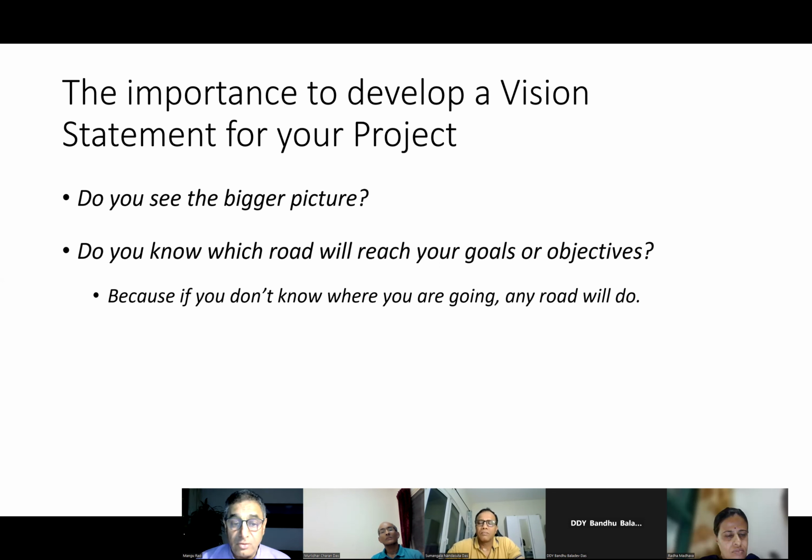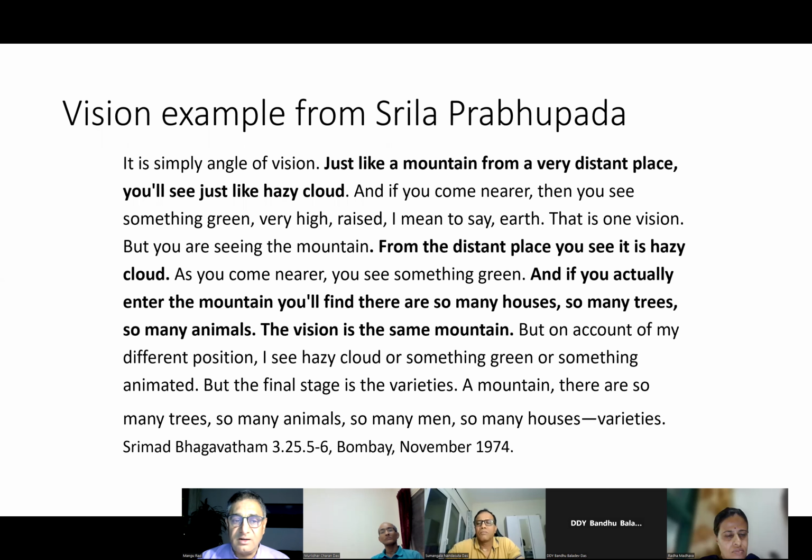And do you know which road will reach your goals and objectives? So this is what we are saying, right? What is the road that we need to take to reach those objectives? So I'll just make a quick pause here. Any thoughts on this from any one of you? Am I making my point clear?